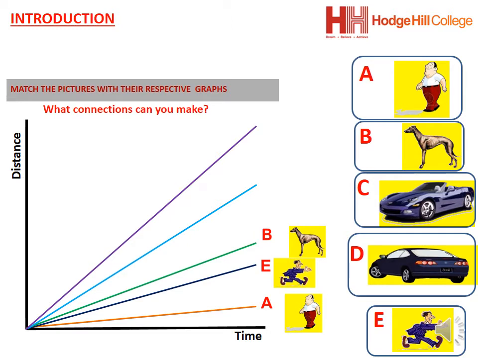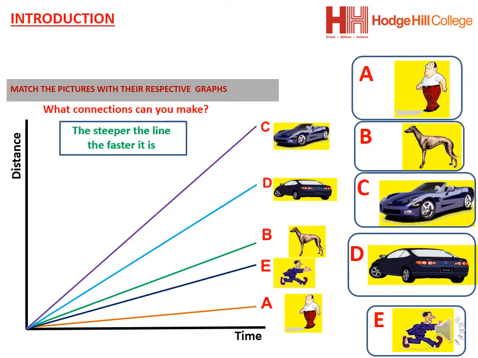And then we are left with the 2 cars. C is a sports car, and D is just your standard car. You would assume that the sports car would go quicker, so it will cover more distance in the same amount of time. So the sports car will be our top line, and the normal car would be the blue line. That is all the lines matched to the pictures.